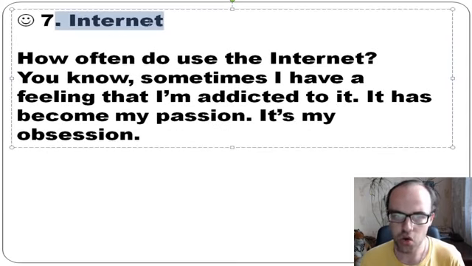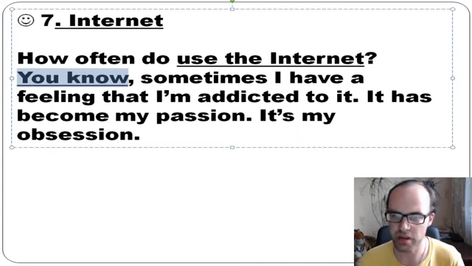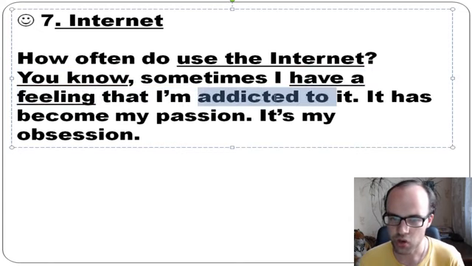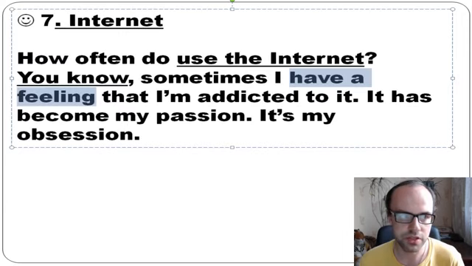Internet. How often do you use the internet? So this phrase, use the internet. Sometimes I have a feeling that I'm addicted to it. So you can say I feel or I have a feeling. So it means I feel. Sometimes I feel that I'm addicted to it. We say to be addicted to something. So if you say I'm addicted to something, it's about a negative meaning.